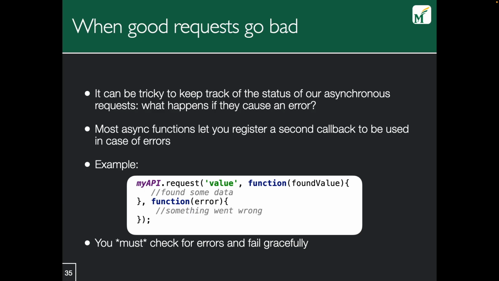So the way that this is usually handled is that most asynchronous functions let you register a second callback that can be used in the case that maybe something doesn't go as planned, right? So let's say you make a request to google.com and God forbid Google is down for the millisecond that you try to access it. Then in that case, you could actually gracefully handle an error that may happen in that case.